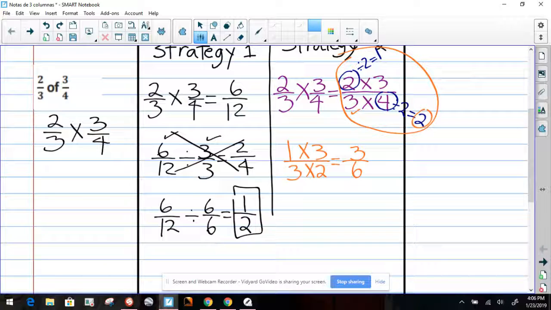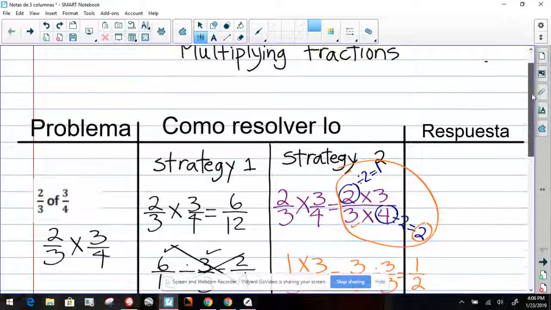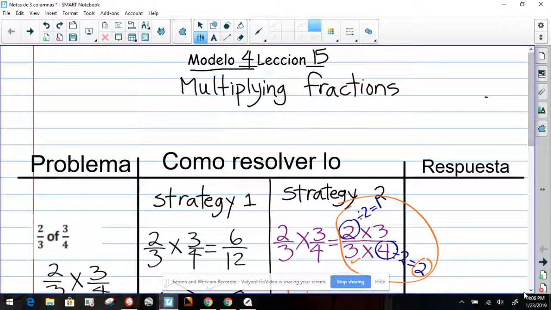So now we can say that we can divide this by 3 again. And that's going to be 1/2. Because 6 divided by 3 equals 2, and 3 divided by 3 equals 1. So those are the two ways in which we can solve these problems of multiplying fractions, my friends. Please watch the video again.